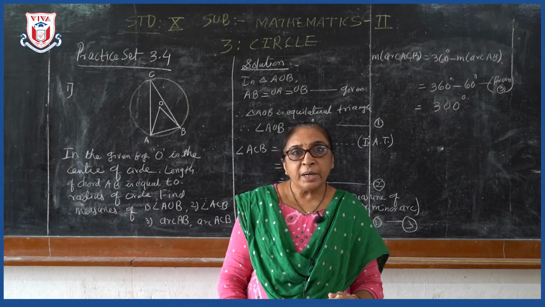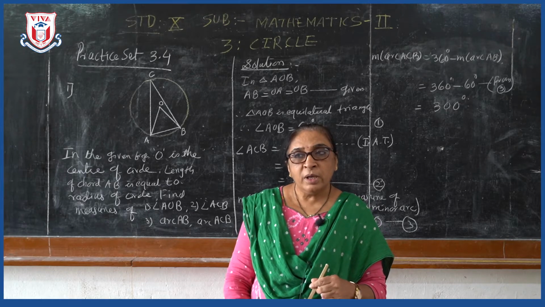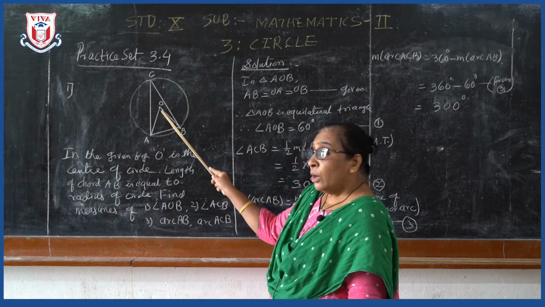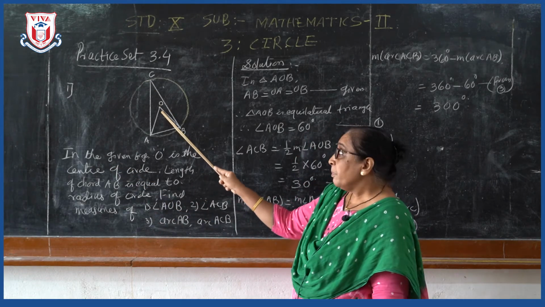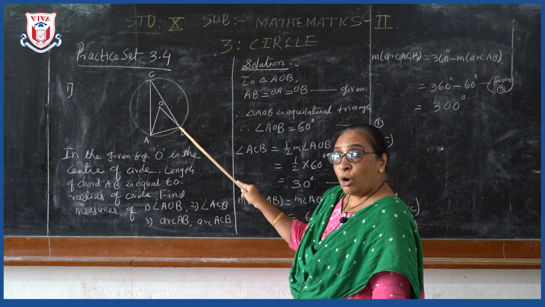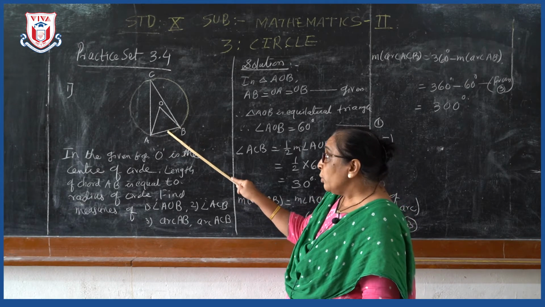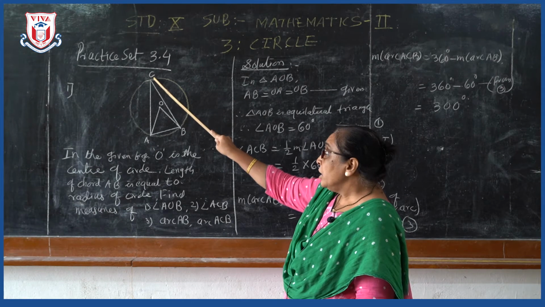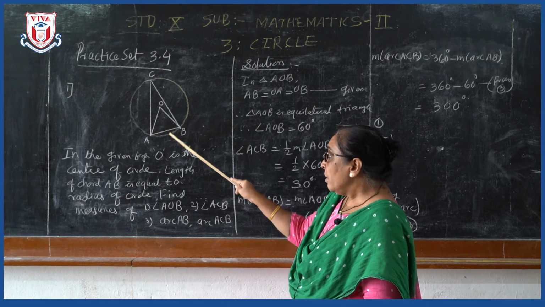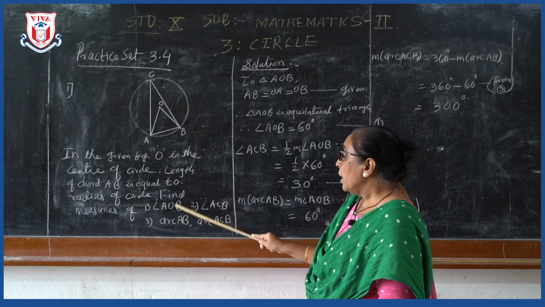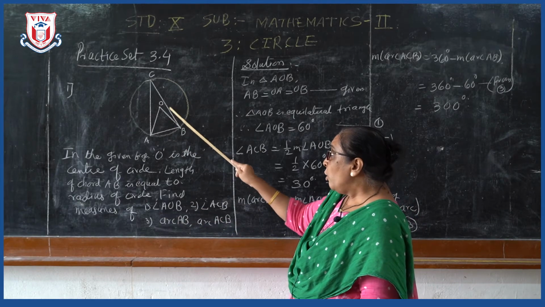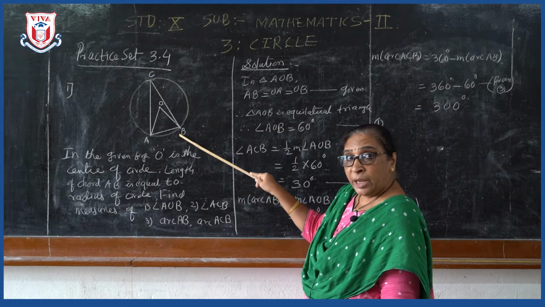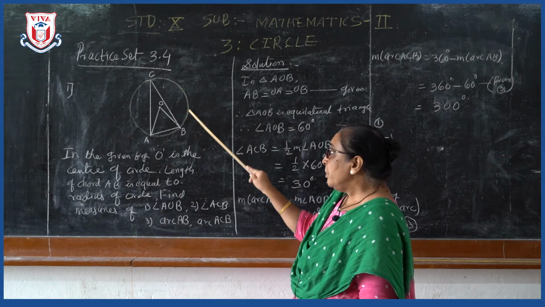Let us start practice set 3.4, the first example. In the first example, O is the center of the circle. AB is a chord whose length is equal to the radii of the circle. Point C is also lying on the circle. We have to find measures of angle AOB, angle ACB, measure of arc AB and measure of arc ACB.